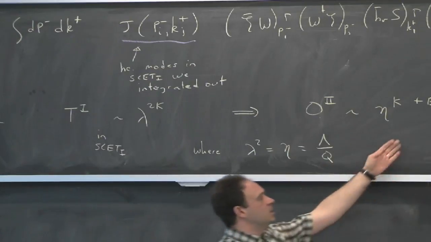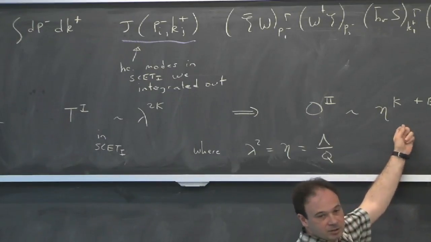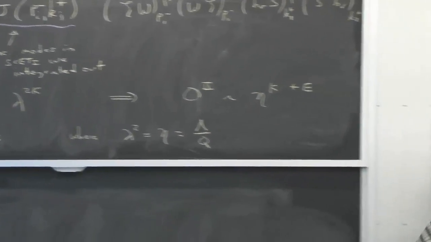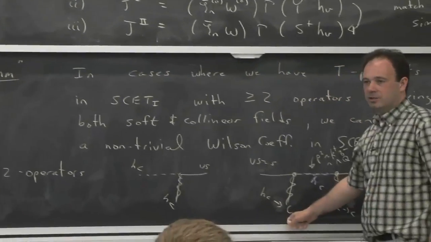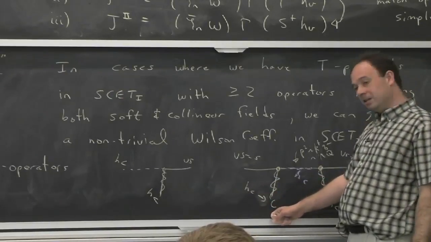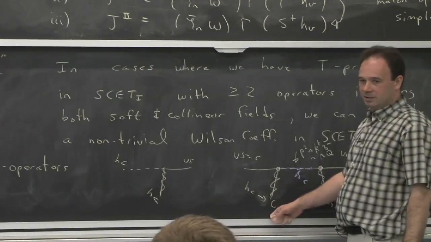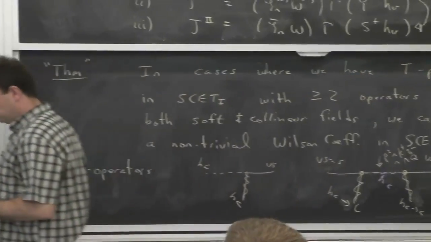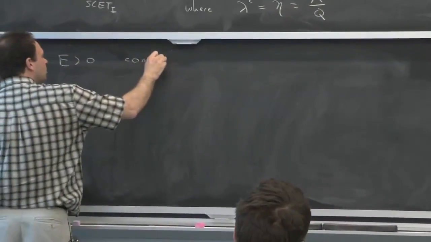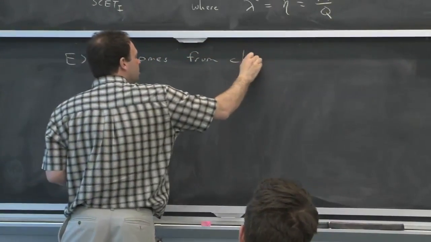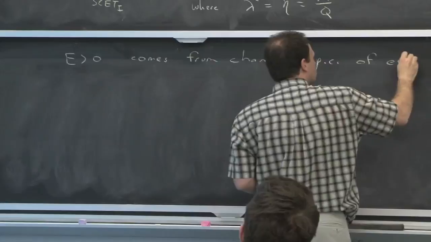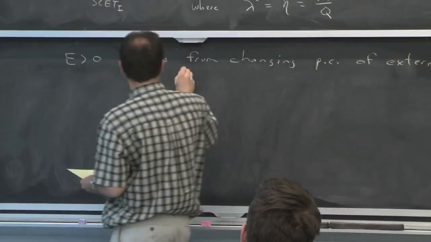But there's also this plus e. That means you can get additional suppression. And that plus e comes about from the fact that you also change the power counting for your external fields when you do this procedure. So something that was scaling like lambda in the hard collinear theory might become lambda squared, i.e. eta, in the SCET2 theory. So this e, which is greater than 0, comes from changing the power counting of external fields in the matching.